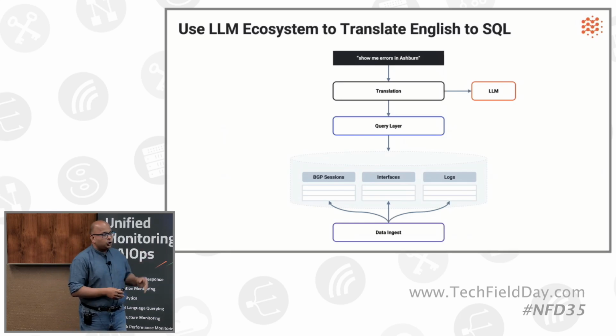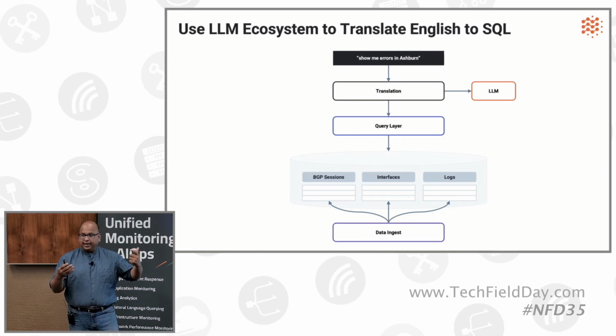The English phrase is "show me errors in Ashburn." So that English phrase now needs to be converted into the right SQL query. That's what the LLM is supposed to do. Because if the LLM converts the phrase into the right SQL query, and we've just learned that with SQL we can query the underlying storage, then our chain is complete. By this English phrase, we are able to get our data.